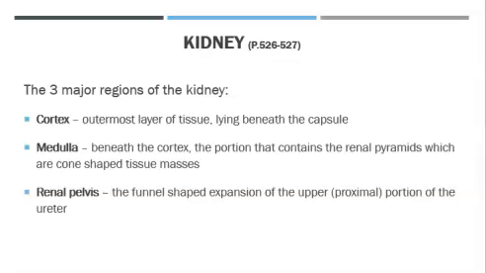Next, lying just beneath the cortex is the medulla. This is the layer of the kidney that contains the renal pyramids. These are triangular or cone-shaped structures that lie within this layer of the medulla. The third and final region of the kidney is the renal pelvis. You can think of this as a funnel-shaped upper structure of the ureter. This is the place where the ureters start and where they attach.